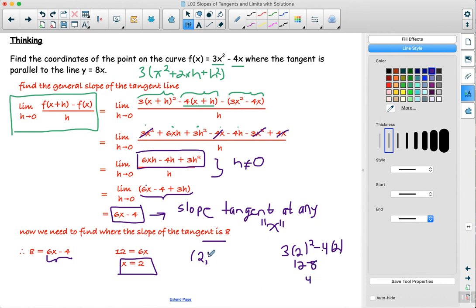So at the point 2, comma 4, just double checking. 2 times 2 is 4 times 3 is 12. 12 minus 8 is 4, yes. So it wanted the coordinates of the point where the slope of the tangent is 8, and that is happening at the point 2, comma 4.